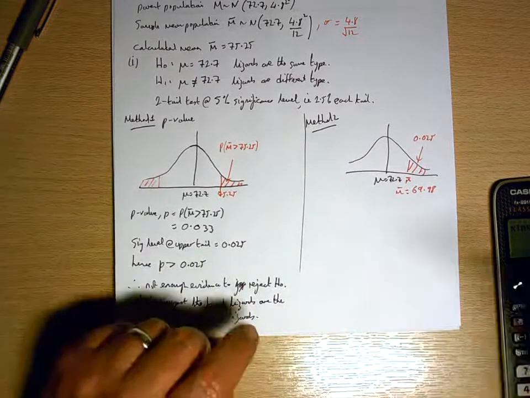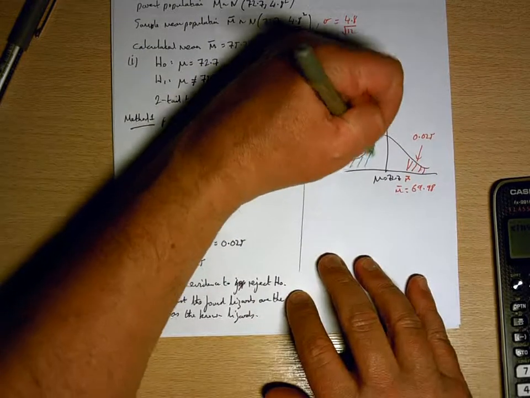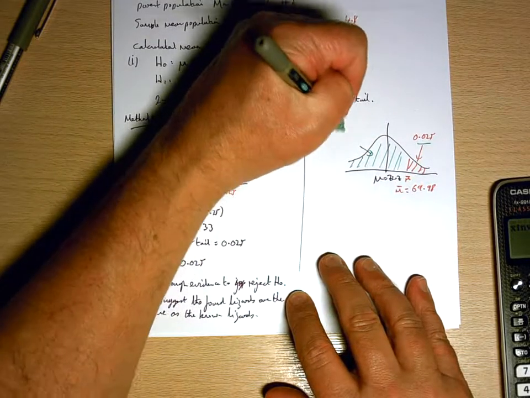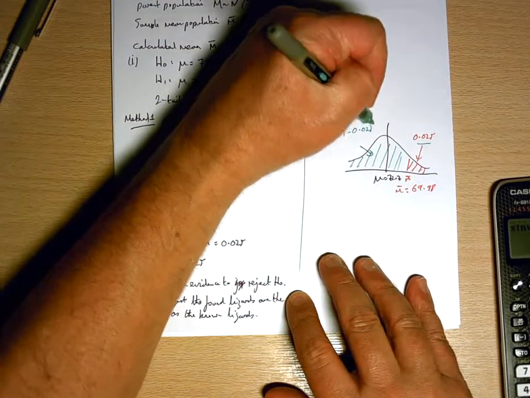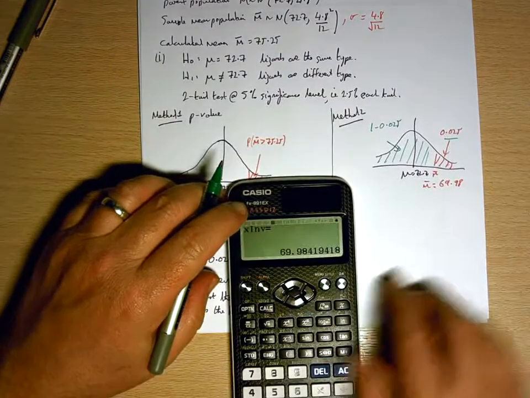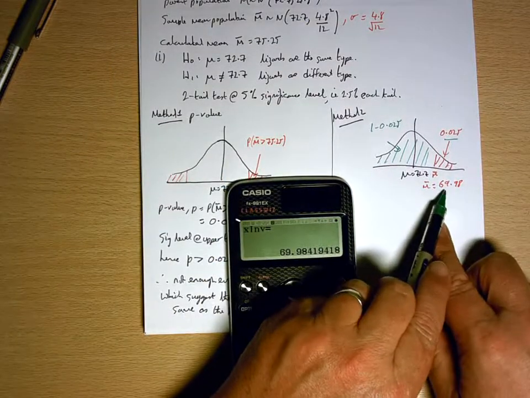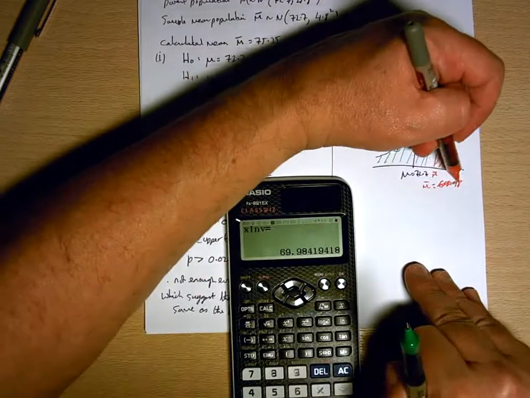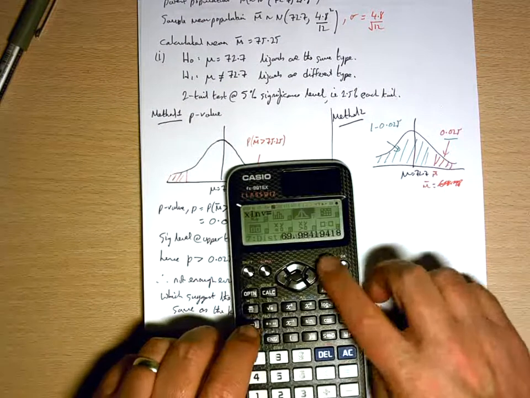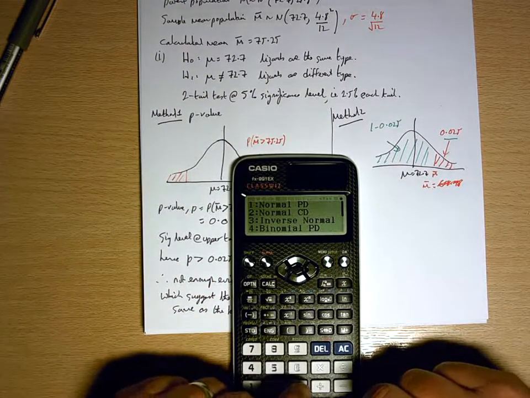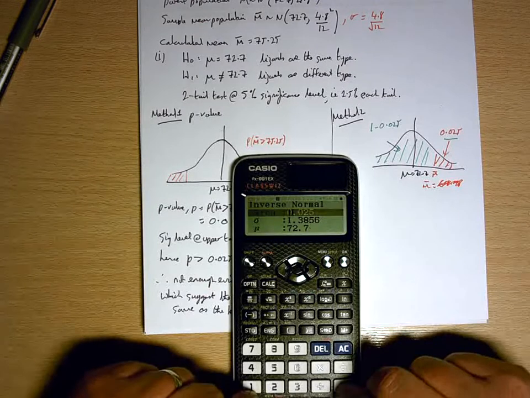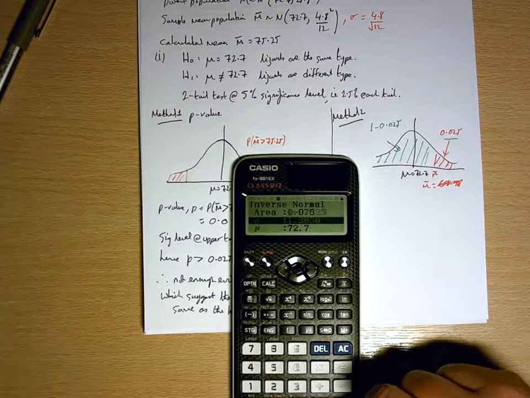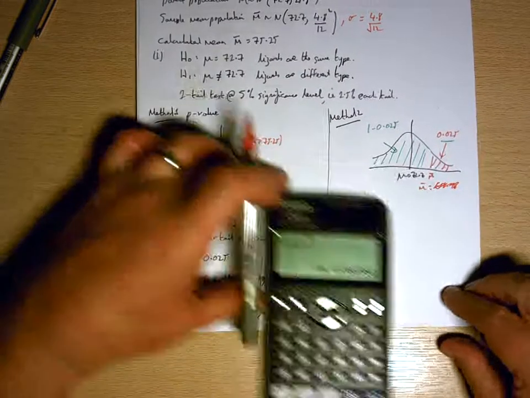Done it again. How many times am I going to do this evening? I don't get that off my calculator. I get 1 minus 0.25 on my calculator. Again, the alarm bells ring when that value is lower than the mean. So go back in, inverse normal, area of 1 minus 0.025. That's better.